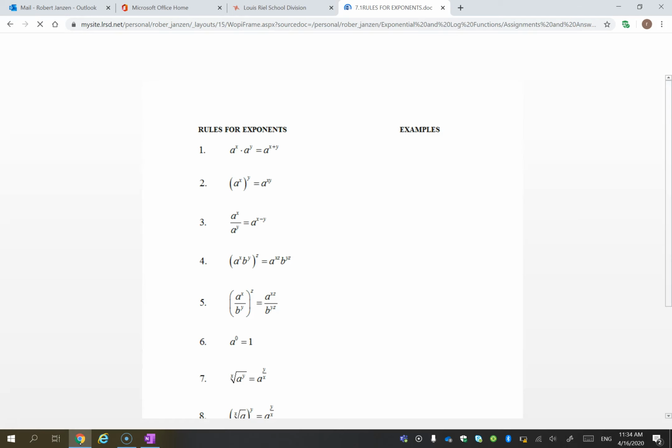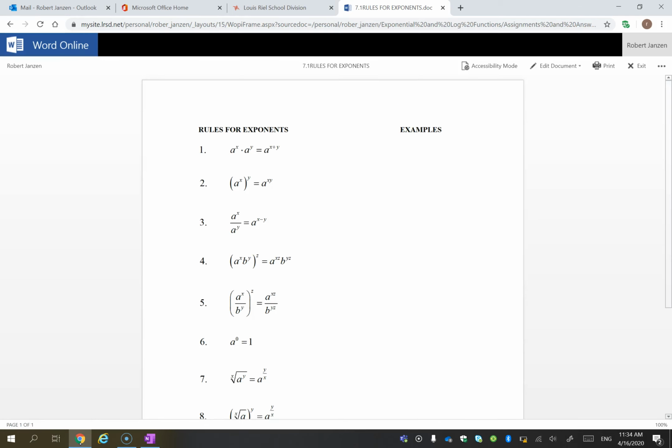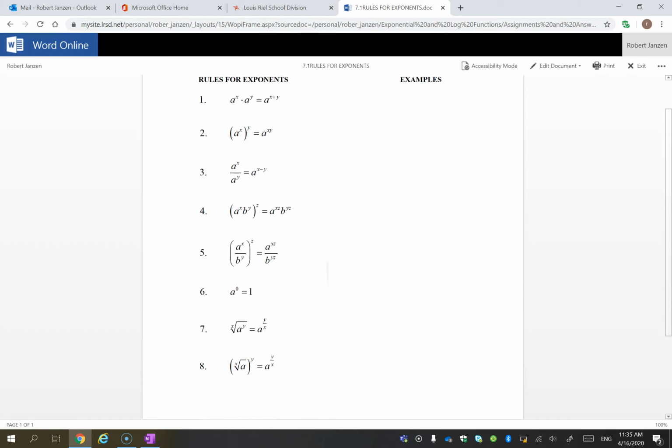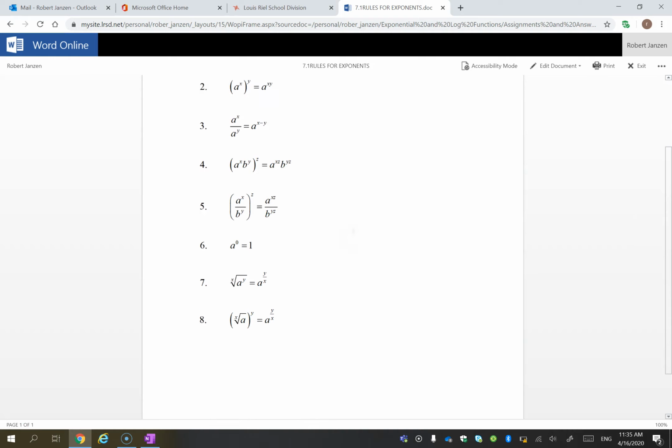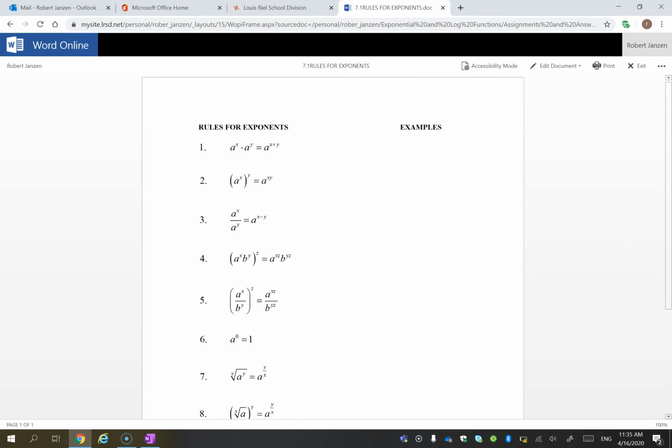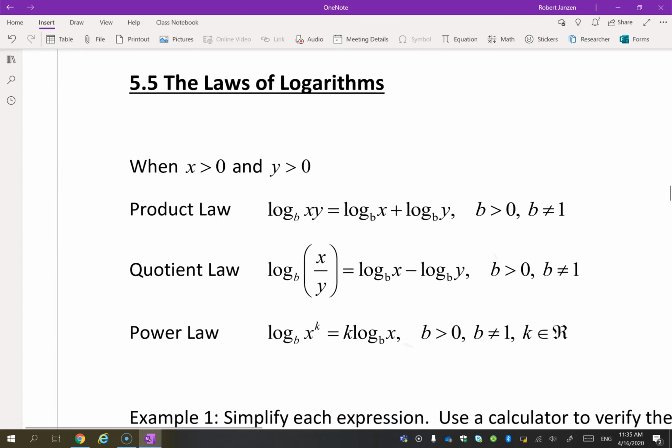These are rules that you already knew. These I think are introduced in grade 9 and grade 10. If you look through them, you'll start to recognize them. For example, a to the power of 0 is 1. These are all rules that you already knew. Okay? And just like there are rules for exponents, there are going to be rules for logs. So let's take a look at some of those.